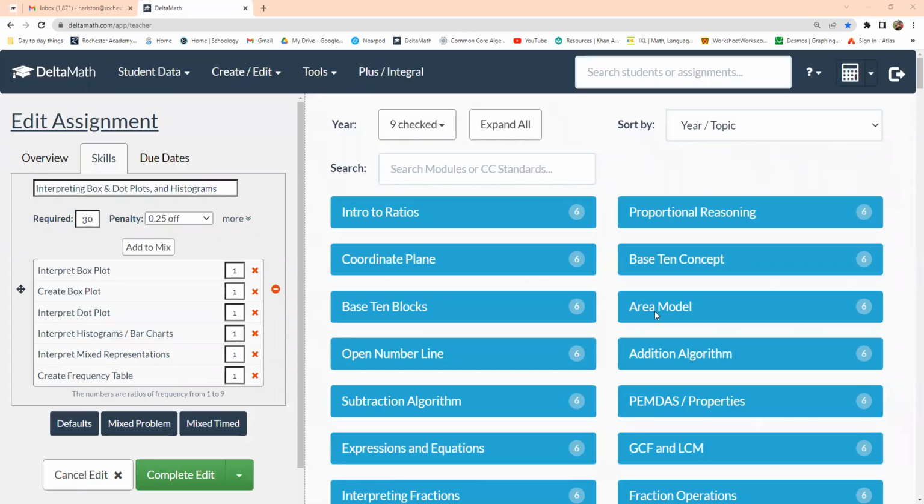Hey, I wanted to do a video on the Delta Math assignment, interpreting box and dot plots and histograms. So basically, I'm going to go through and do at least one example from each assignment that I've given. Most of the time I'm going to be using the calculator. Sometimes I'll just take a screenshot and do it. But let me just jump into this. Let me bring my calculator up.